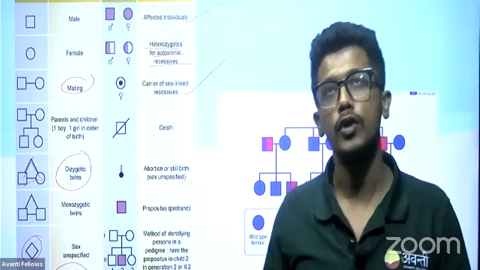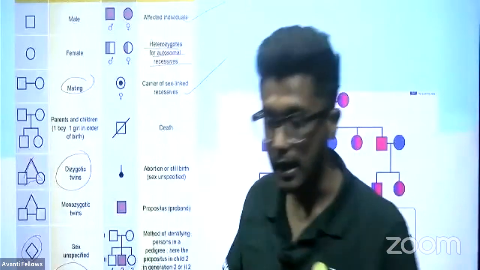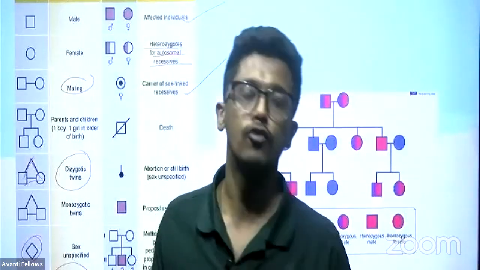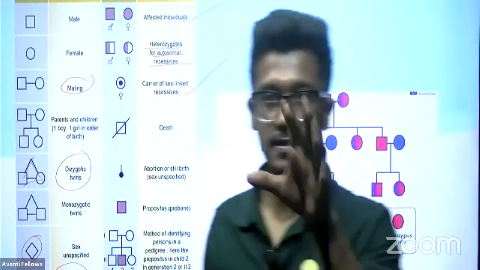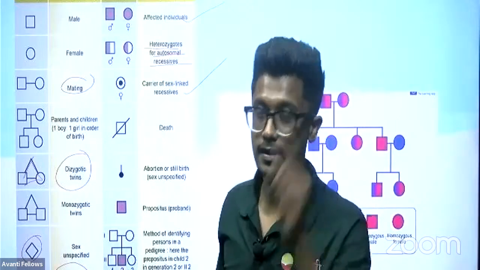For example, you can take hemophilia. In hemophilia, you can see that the female is a carrier of the disease, and she has this defective chromosome on the X. So that is an example. Here you can see that there is a black dot within the circle, so she is called a carrier.